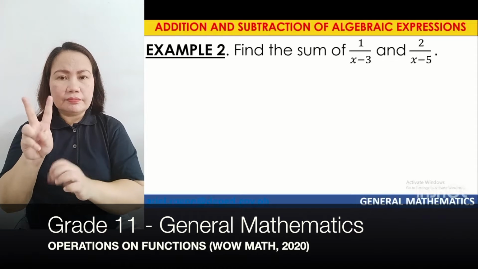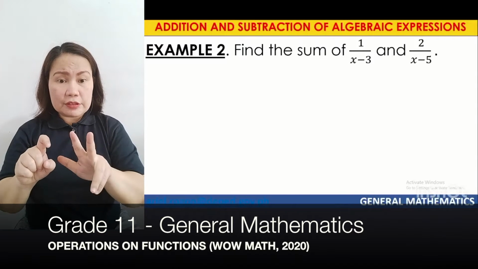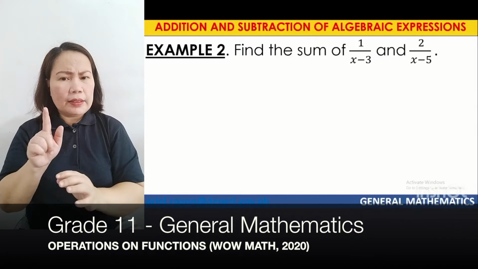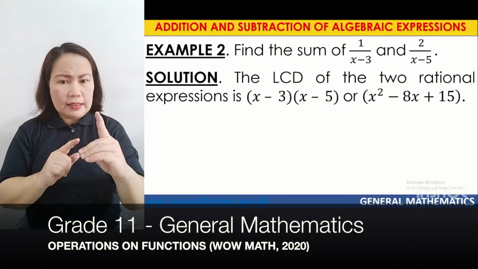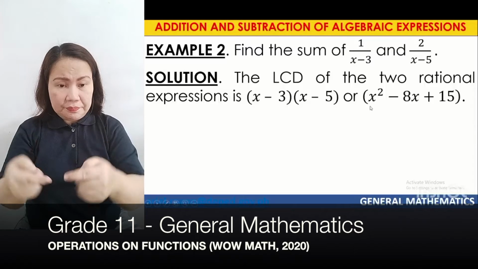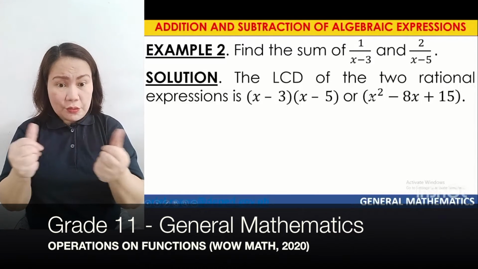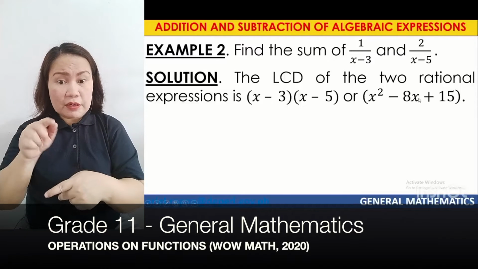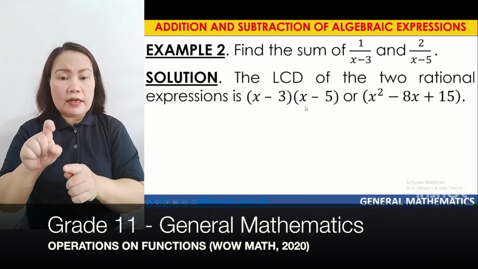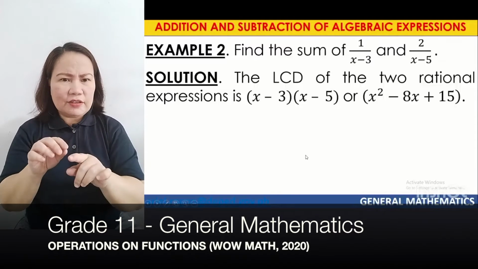Susunod na halimbawa, find the sum of 1/(x - 3) and 2/(x - 5). Ano kaya ang LCD dyan? So the LCD is (x - 3)(x - 5). Kapag in-express natin yan, the product of this is x squared minus 8x plus 15. Pero wag na muna natin i-expand yung (x - 3)(x - 5). So ito lang muna gagamitin natin.